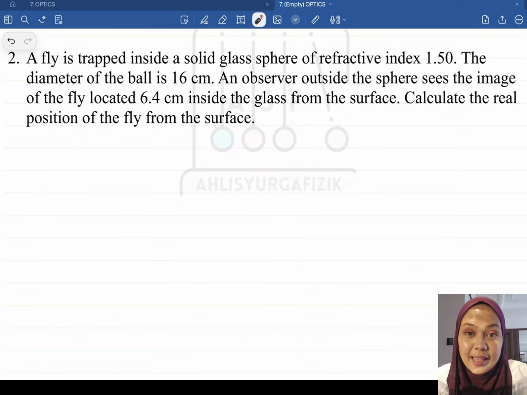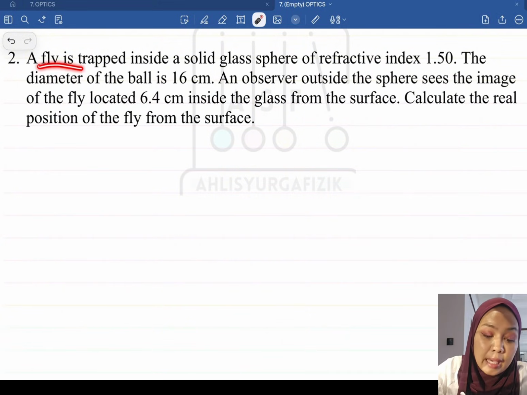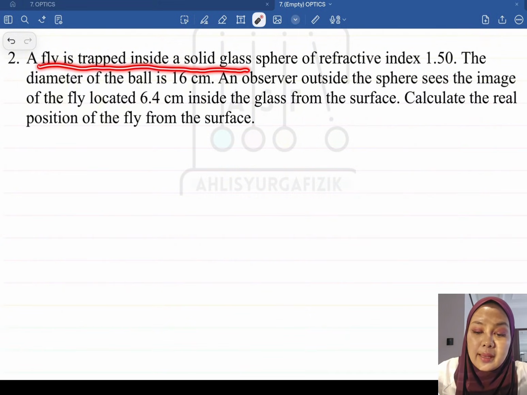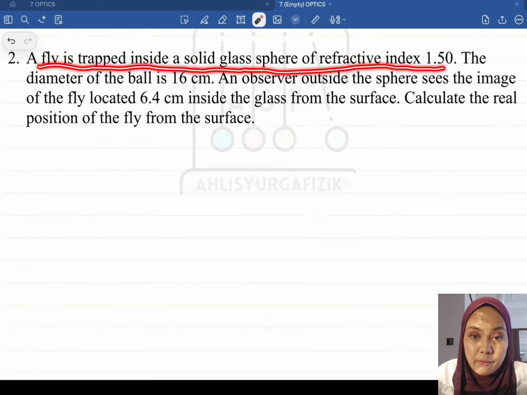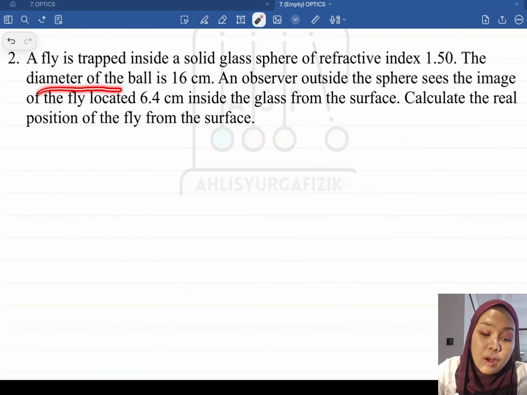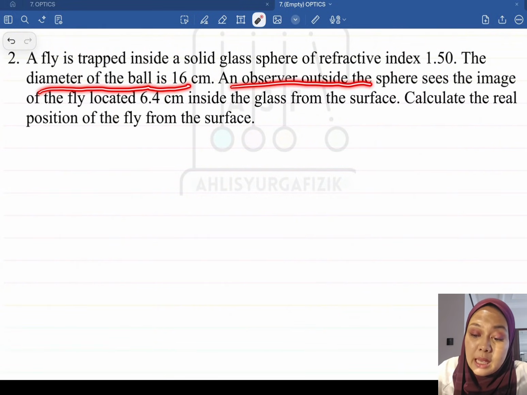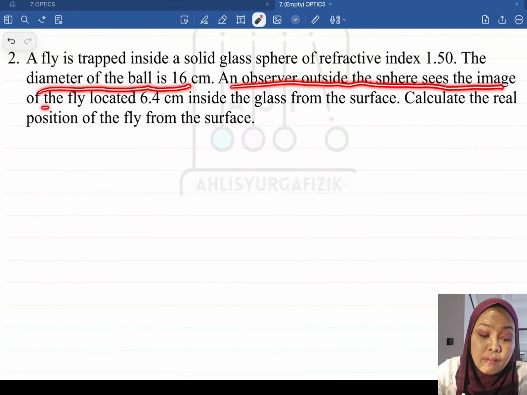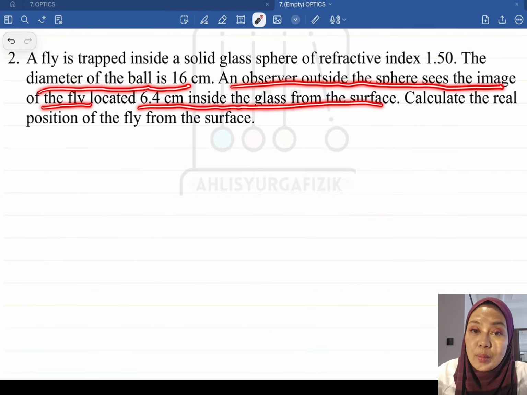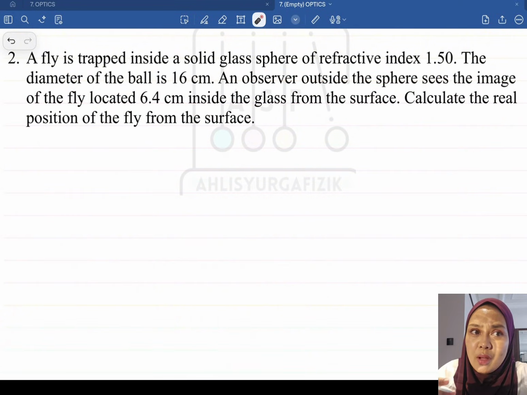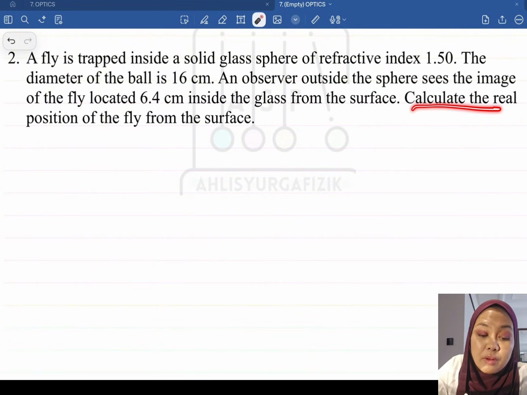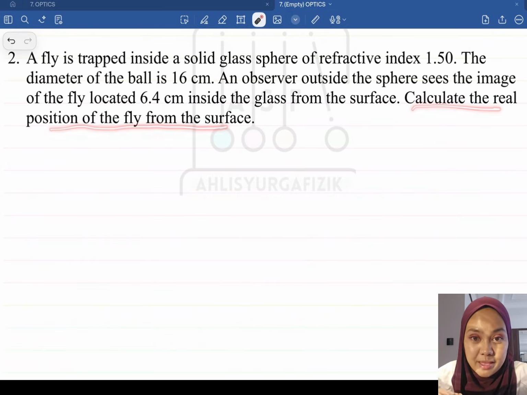Let's take a look at the second example. A fly is trapped inside a solid glass sphere of refractive index 1.5. The diameter of the ball is 16 centimeters. We have to find the radius, right? An observer outside the sphere sees the image of the fly located 6.4 centimeters inside the glass from the surface. So the image looks as if it is still inside the glass. Calculate the real position of the fly from the surface.